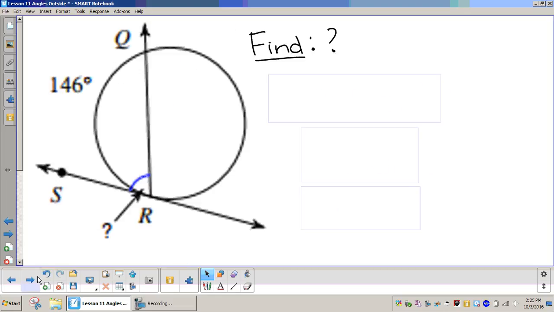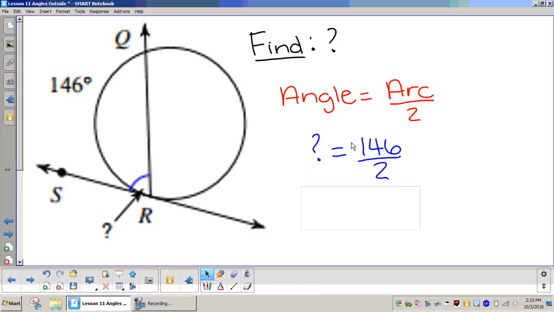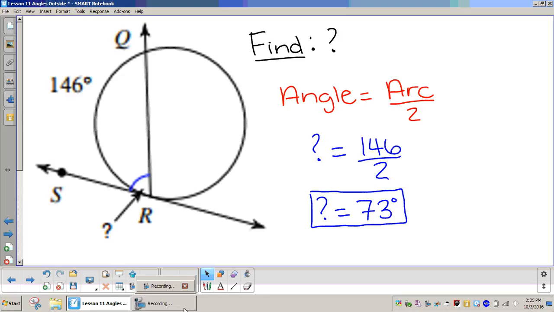So pause here, please, and find the measure of the angle there, SRQ, or the value of question mark. So again, you should always start with the formula. If you write the formula down every time, it's going to be cemented in your memory. We'll plug in question mark for the angle and 146 for the arc. And then it's just a simple division here to get that the angle there, question mark, is 73 degrees.